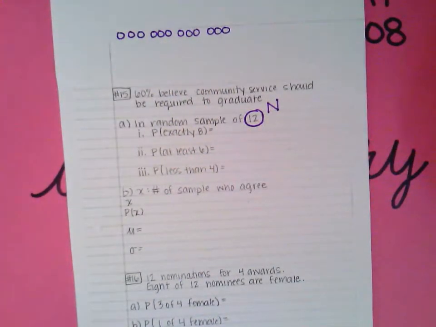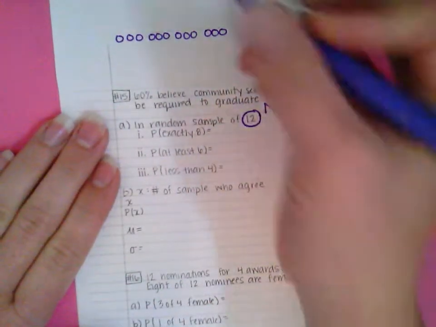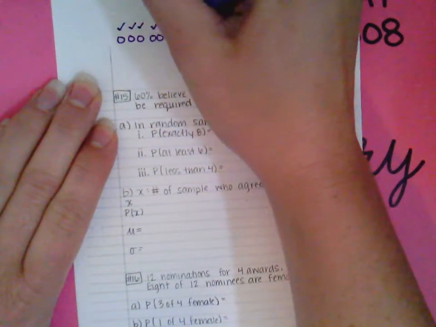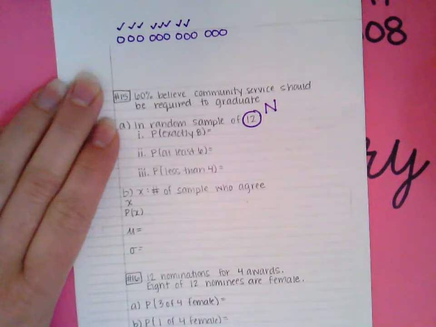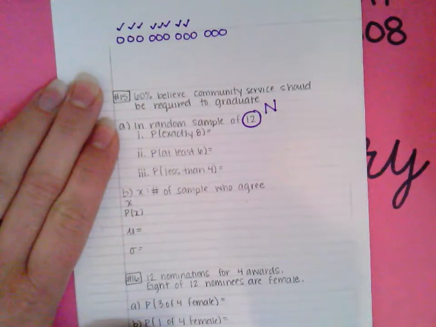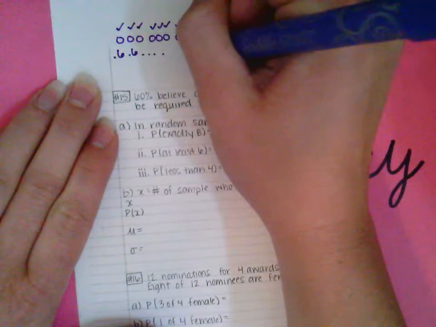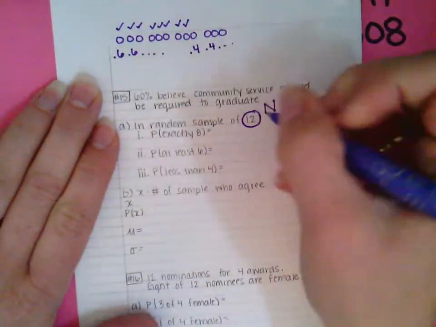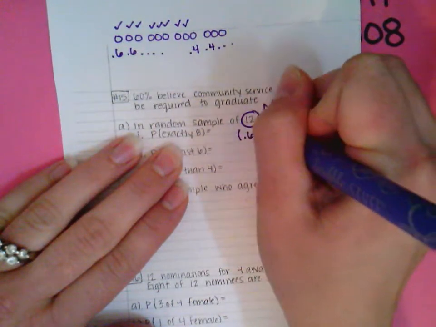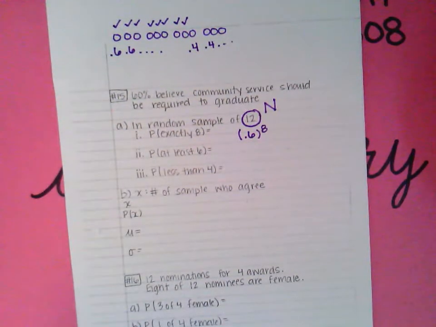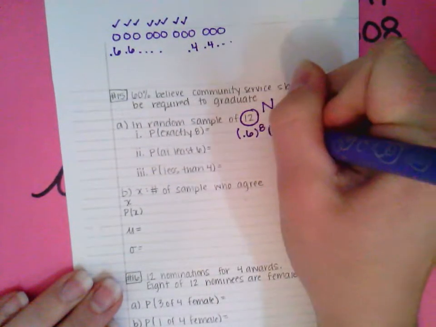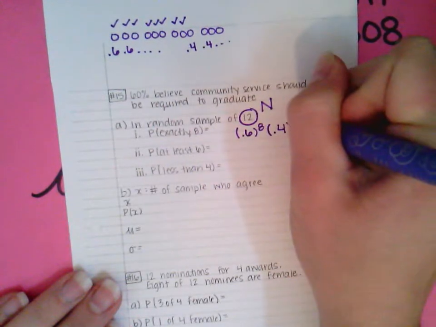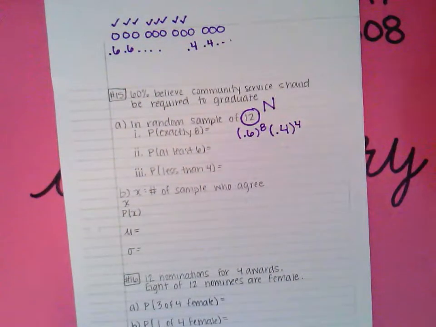In this sample of size 12, I want to know the probability that exactly 8 of them believe community service should be required to graduate. If each person is independent, we find these probabilities independently: 0.6 for yes, and 0.4 for no. So I'm going to calculate this by doing 0.6 to the 8th, because it's 0.6 times 0.6, 8 times. And then I'm also going to multiply by 40%, 4 times, which I'll write as 0.4 to the 4th.